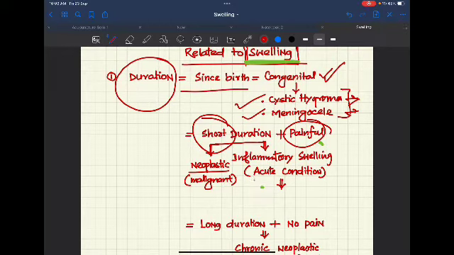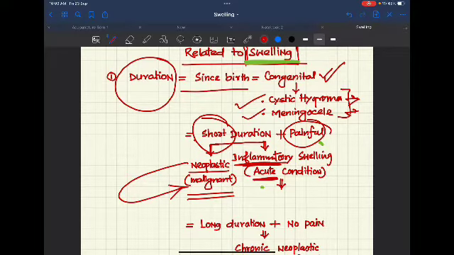Now, if the swelling is of short duration as well as painful, the first and most common condition will be an acute condition, and it will be an inflammatory condition, right? And it can be neoplastic, of a malignant variant. That means it is cancerous. It will be of short duration as well as painful.